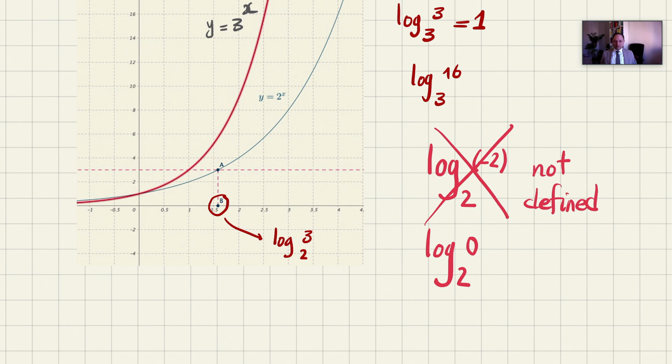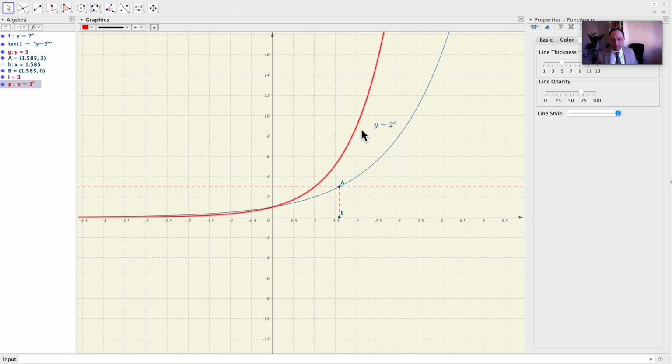It is undefined. It is still undefined. Thank you. Why? Explain why. Because 2 to the power of x can't be a 0.